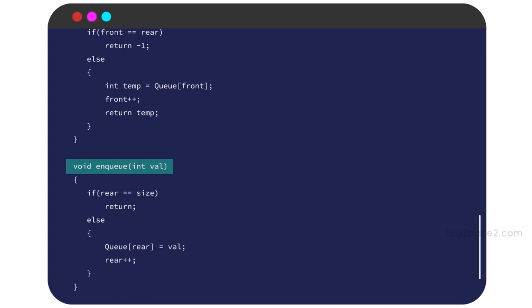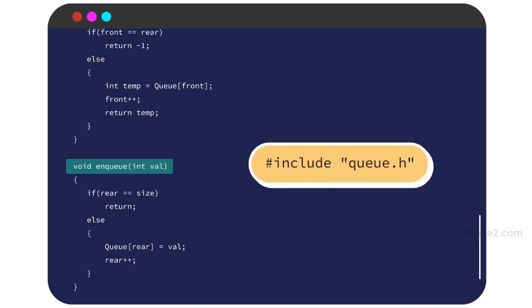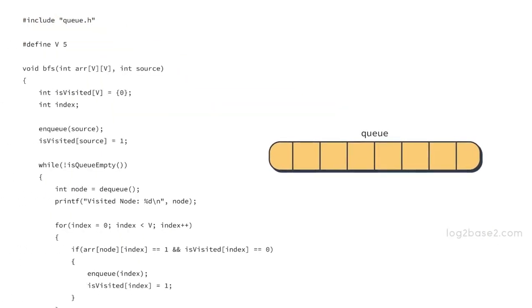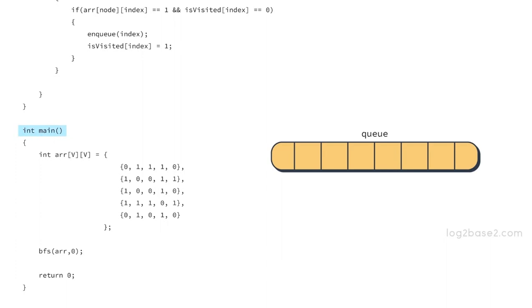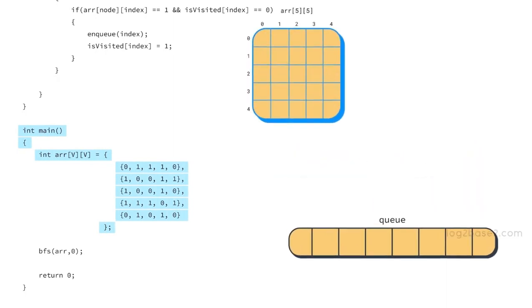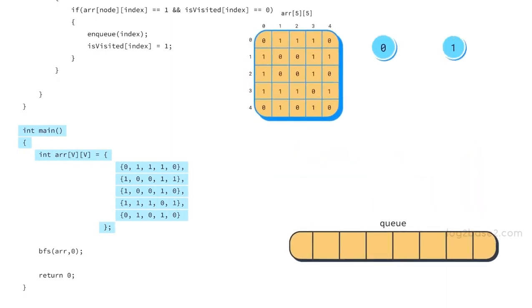But defining all the functions is difficult and makes the program very long. Instead, we can simply include the queue.h file, which has the inbuilt functions for queue operations. So we include queue.h and define the size of graph V as 5. Now in main, let us define the graph as an adjacency matrix. So we have ARR of V V equal to these values. So the graph is defined.